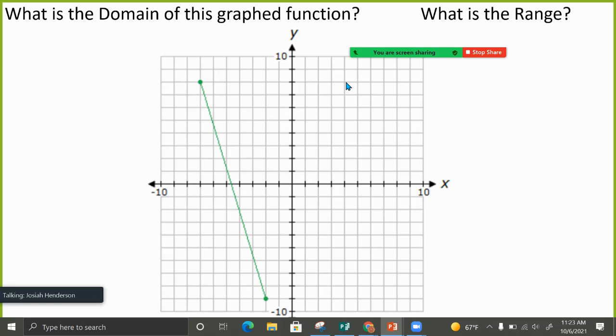Now remember, domain means the list of all the inputs. Range means the list of all the outputs. But when we have our graph, that corresponds to the left-right for domain. I'm going to write that down. It's the left-right border basically of how far our graph goes. And then what is the range? That's the height, the up-down border.